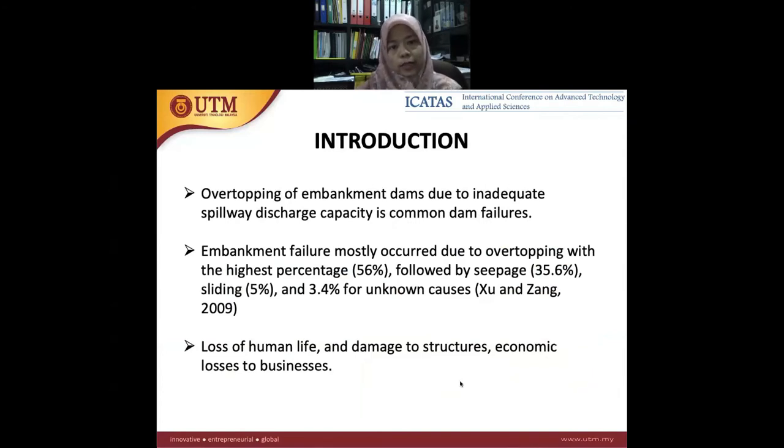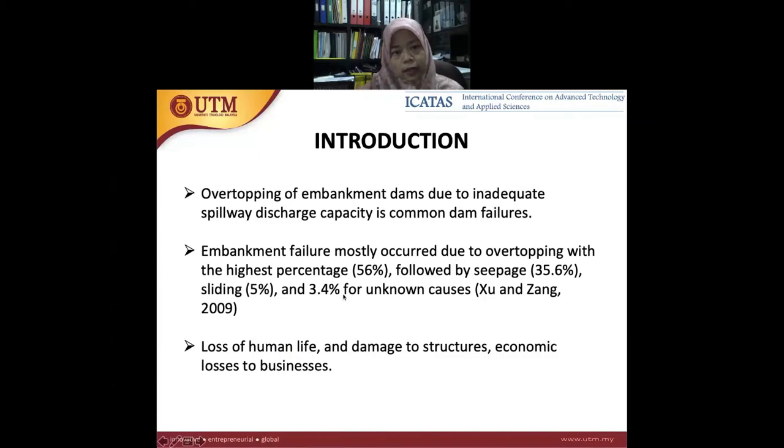Okay, a little bit of introduction. Overtopping is a common mode of dam failure due to inadequate spillway discharge capacity. Studies by Zhu and Zhang in 2009 indicate that embankment failure mostly occurred due to overtopping with the highest percentage, which is 96%, followed by seepage 35.6%, sliding 55%, and unknown causes 3.4%.